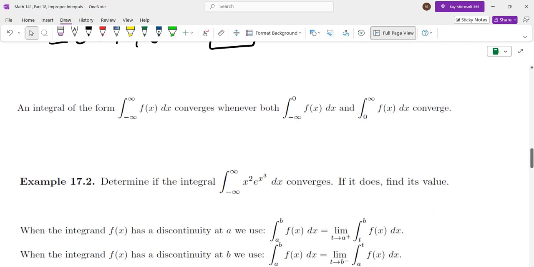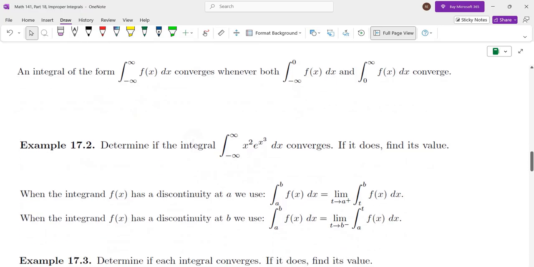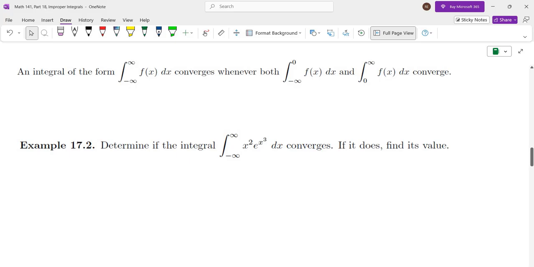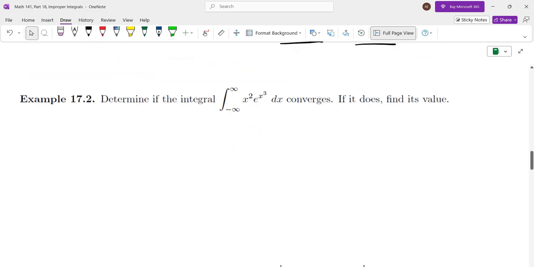Now, what do we do if both limits of integration are infinity? Well, if the lower limit is negative infinity and the upper limit is infinity, what we do is we break it down into two integrals, and then if both of them converge, then the integral converges. If one of them diverges, then the integral diverges. Let's look at an example.